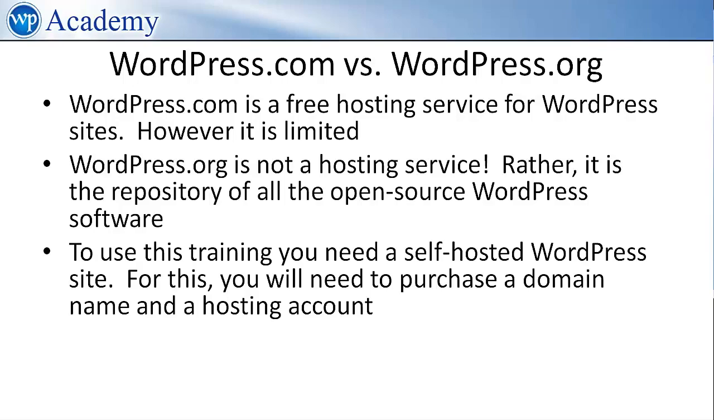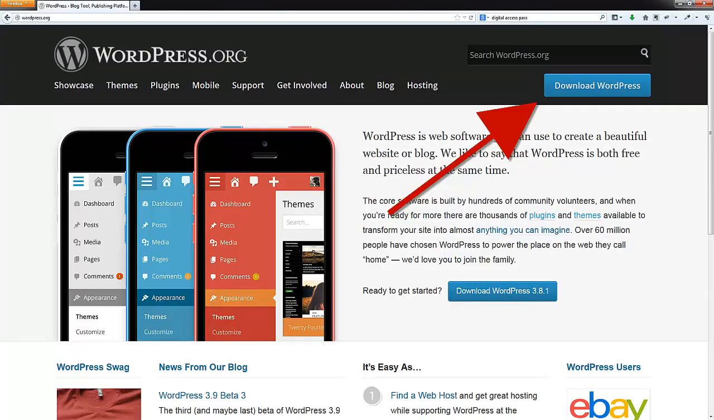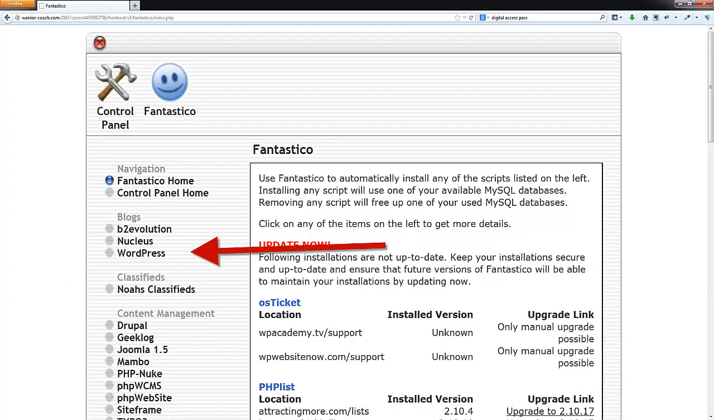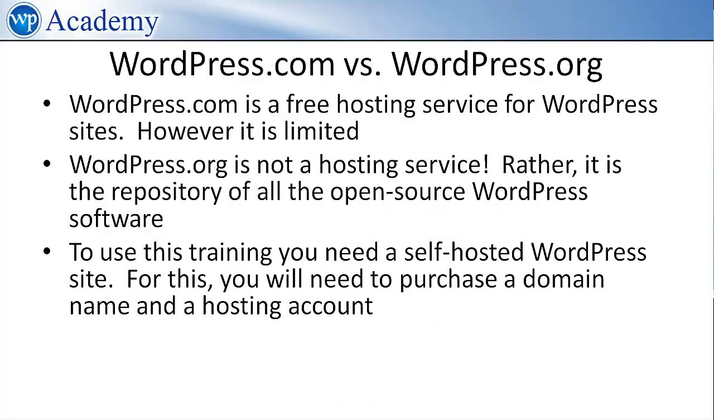Now, you can either do this yourself manually by downloading the WordPress software from WordPress.org to your hosting account, or else, and this is much easier, use your hosting account automated install script. We cover this later. You will need to purchase both a domain and hosting account to use this training.